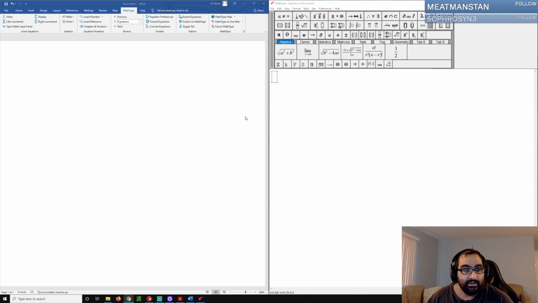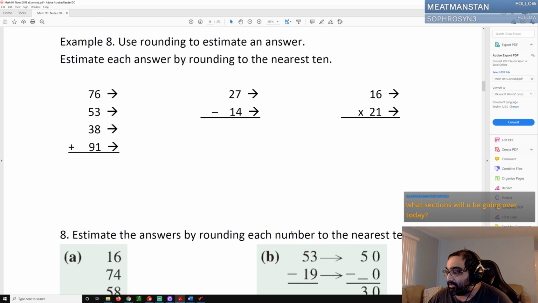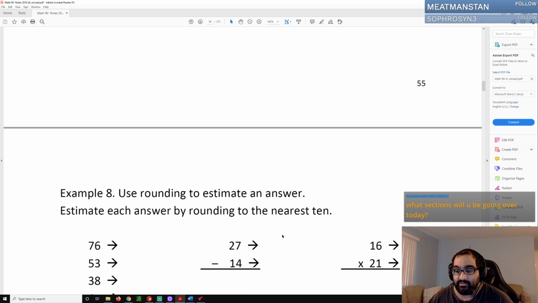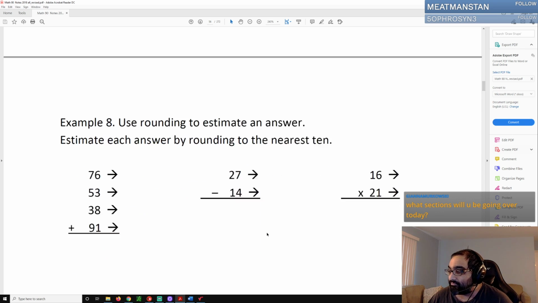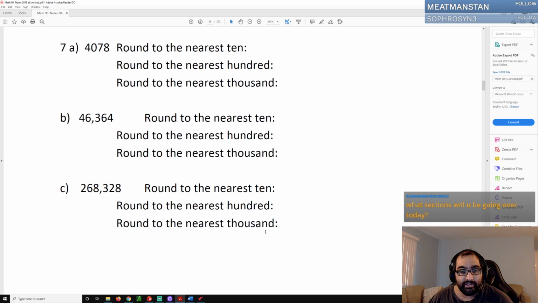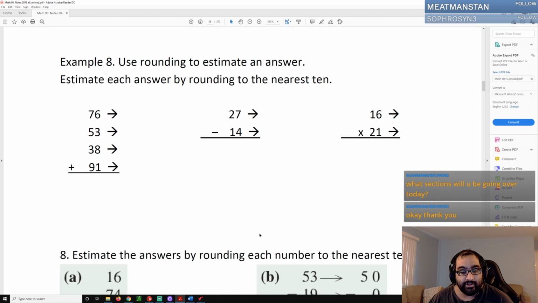Okay, let's take a look at our handout. Let me bring this up here. What sections are we going to go over today? We're going to do the latter half of 1.7, we'll do 1.8, and we may get started with 1.10. I'll go ahead and get started with the rounding stuff, and we're just going to pick up where we left off from last time.